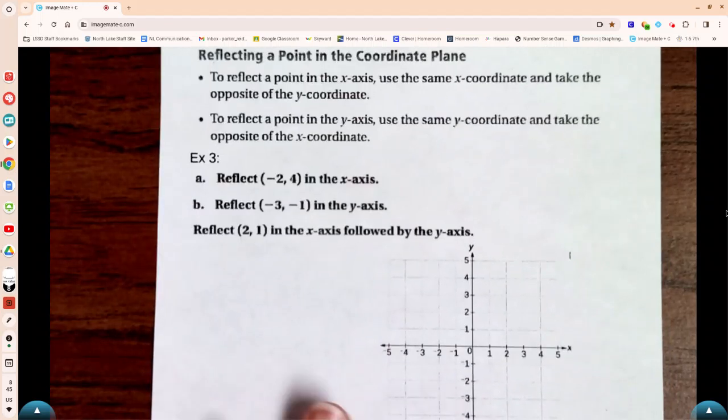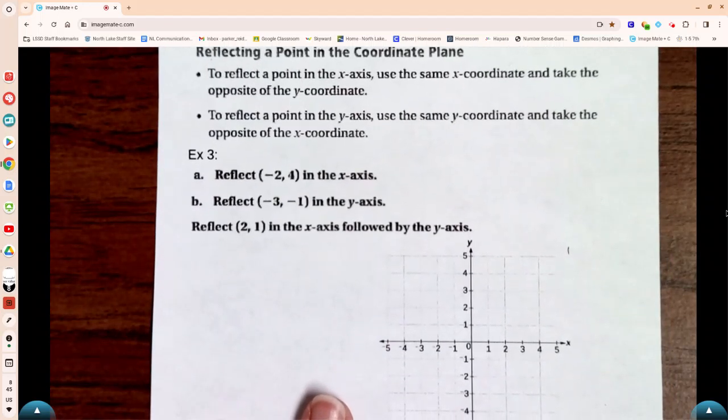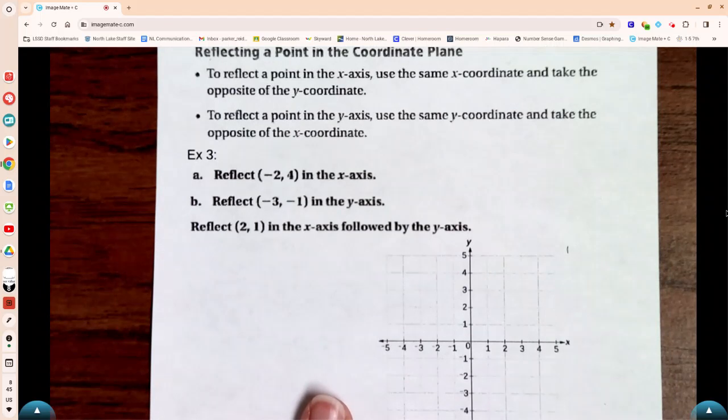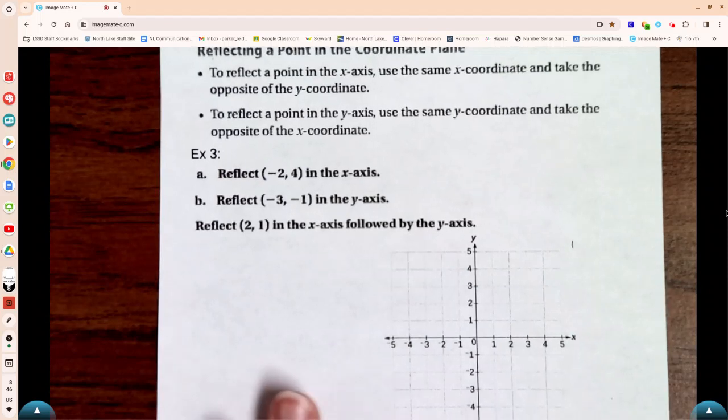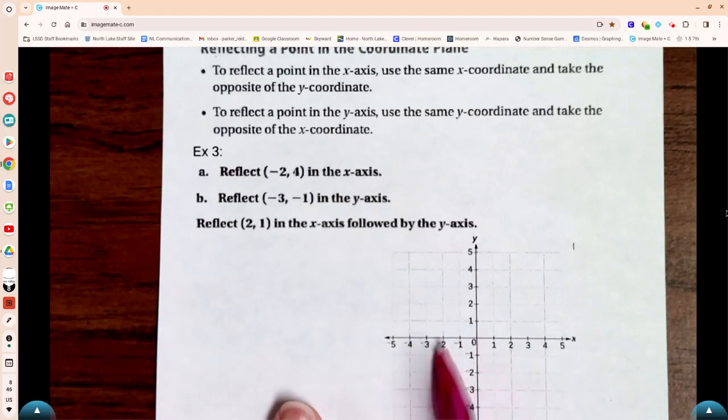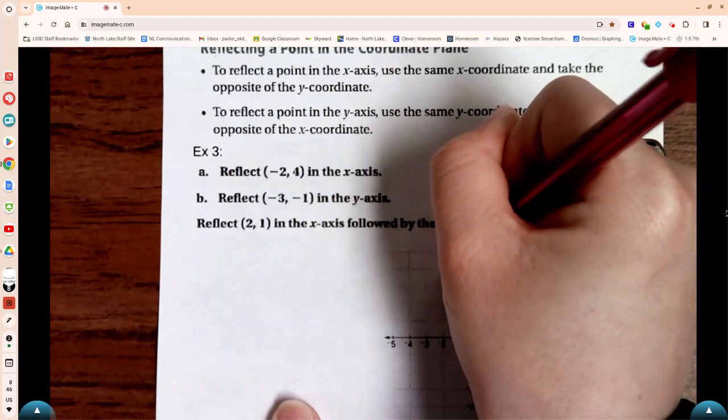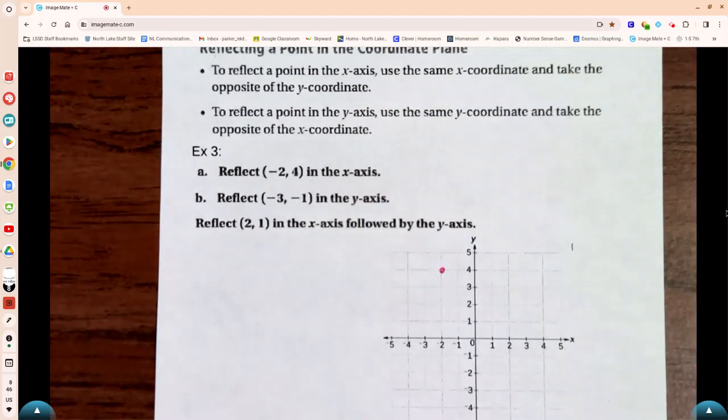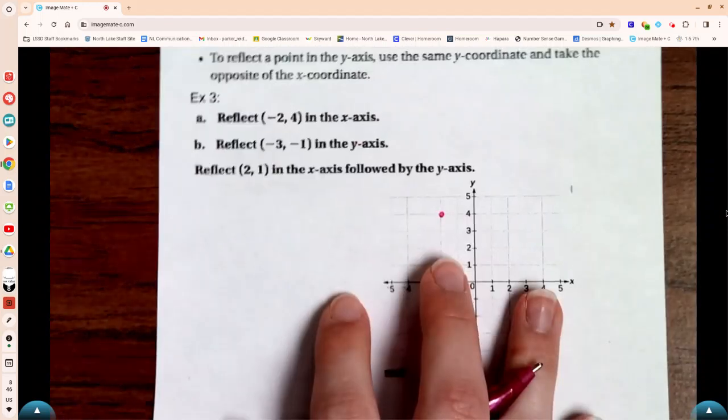So this says reflect -2, 4 in the x-axis. Like I said, I'm going to do this by actually just graphing the point and then looking at logically where the reflected point would land. So -2, 4, that's left 2 and up 4. I haven't reflected it. All I did was just graph it so I know where it's at.